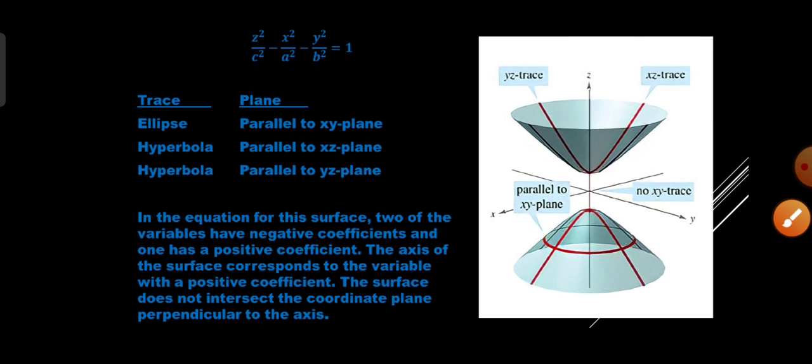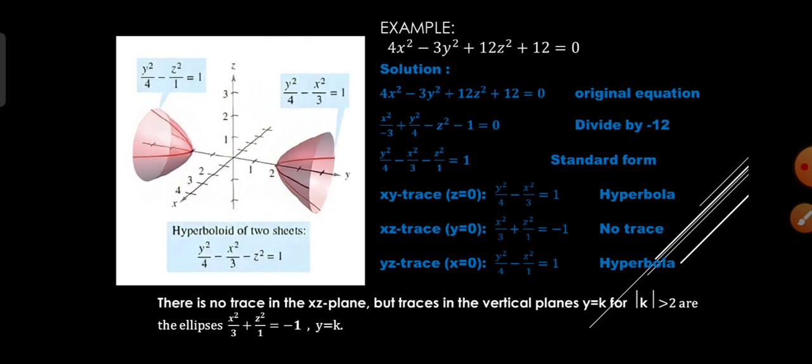In the equation for this surface, two of the variables have negative coefficients and one has a positive coefficient. As you notice in the general equation, there are two negative signs and one positive sign. So the axis of the surface corresponds to the variable with a positive coefficient. So the surface does not intersect the coordinate plane perpendicular to the axis.